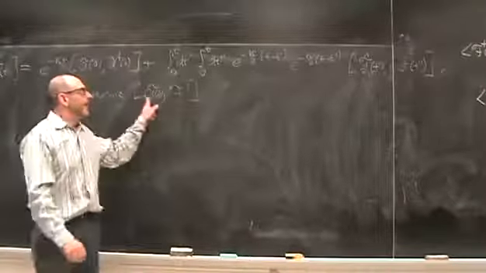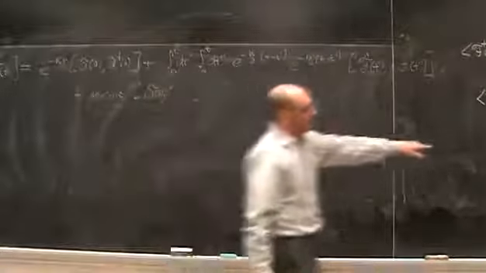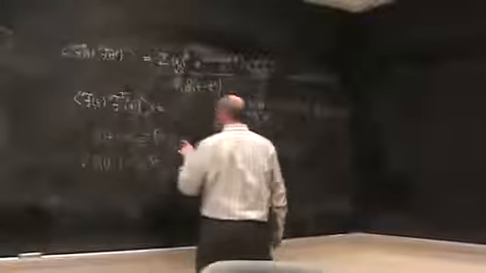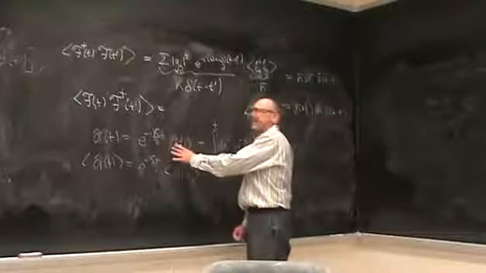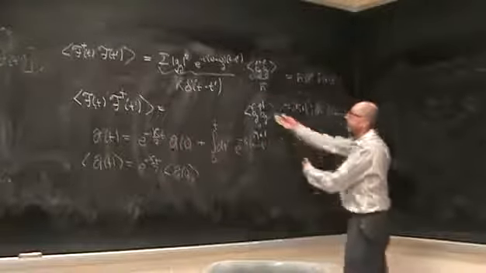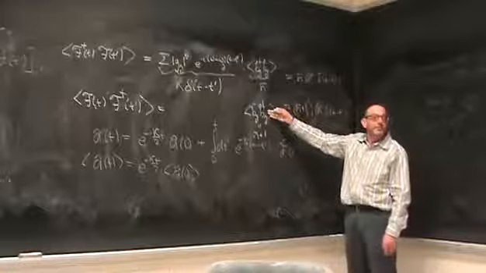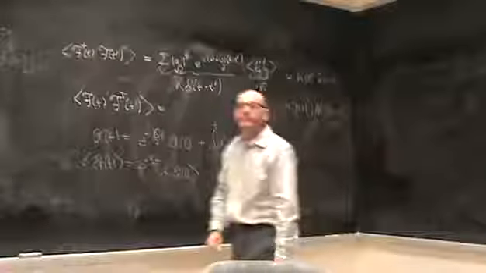However, these guys commute, right? Because at time t equals 0, the bath oscillators and the system oscillator commute. And this thing only depends on the bath oscillator at time t equals 0. So these commute.